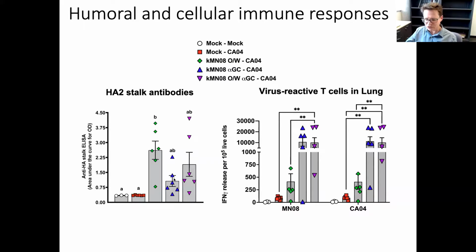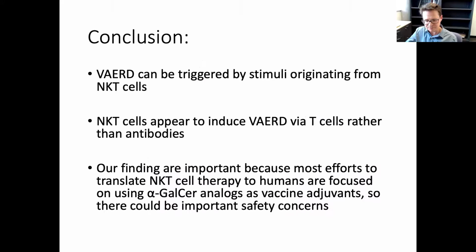And then next, we looked at concentrations of virus-specific T cells and found that alpha-galsa adjuvanted pigs had tremendous numbers of vaccine-specific T cells and virus challenge-specific T cells in their lungs, producing inflammatory interferon gamma, reminiscent of the last vaccine study I showed you. So we think it's this accumulation of lots of inflammatory T cells into the lungs that are driving VAERD with NKT cell therapy. And if so, this represents a really novel mechanism through which VAERD is stimulated.